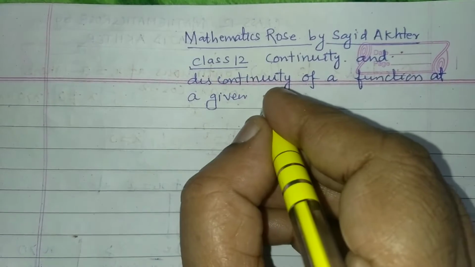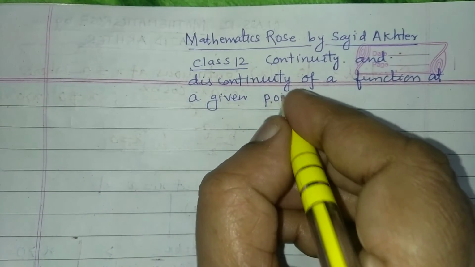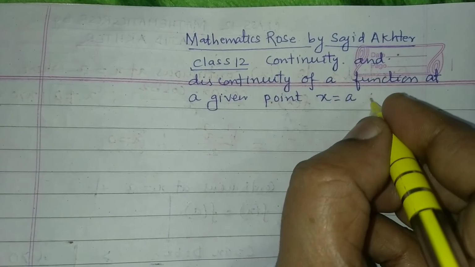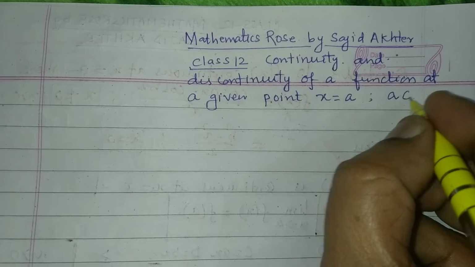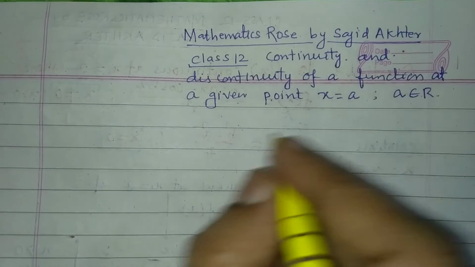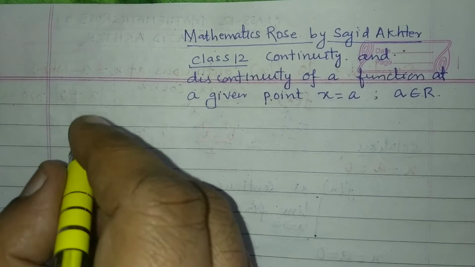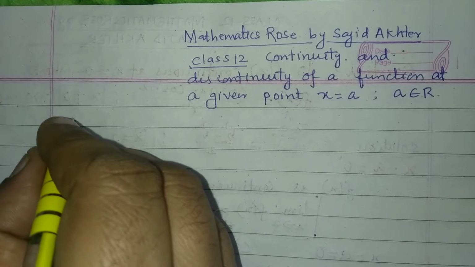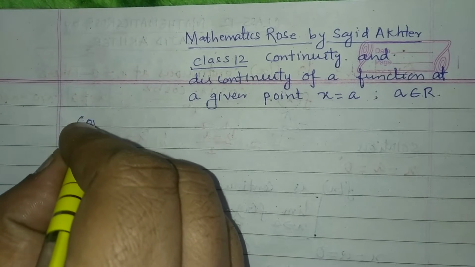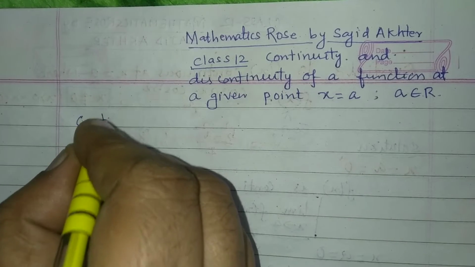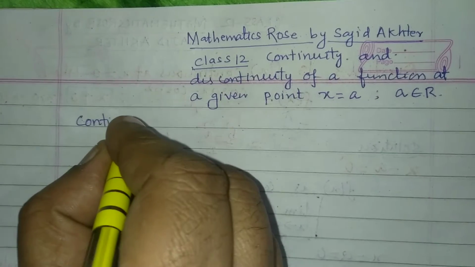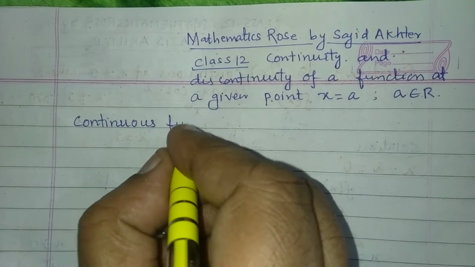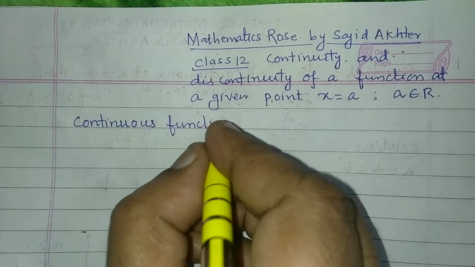at a given point. Let us suppose x is equal to a, where a belongs to any real number. So now, we know that the function is continuous, so we know in the limit what is left hand limit and right hand limit. We have already discussed in my limit lecture.